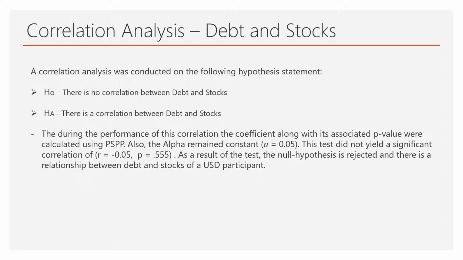Another example, we're looking at debt and stocks. The null hypothesis states there is no relationship between debt and stocks, but the alternative hypothesis states there is a relationship between debt and stocks. The correlation coefficient is equal to negative 0.05, and the p-value is equal to 0.555. As a result of the test, the null hypothesis is rejected, and there is a relationship between debt and stocks of a USD participant.